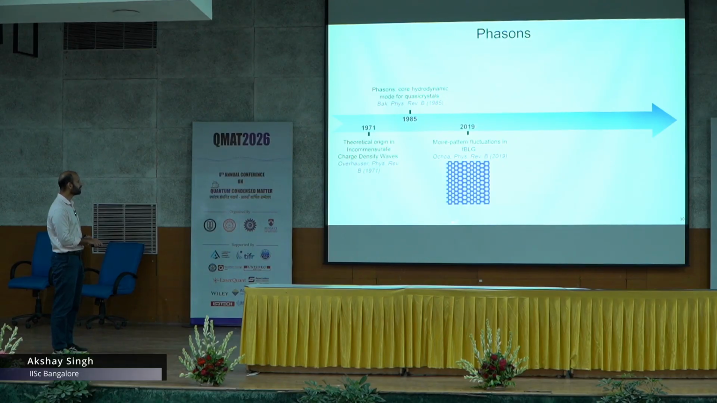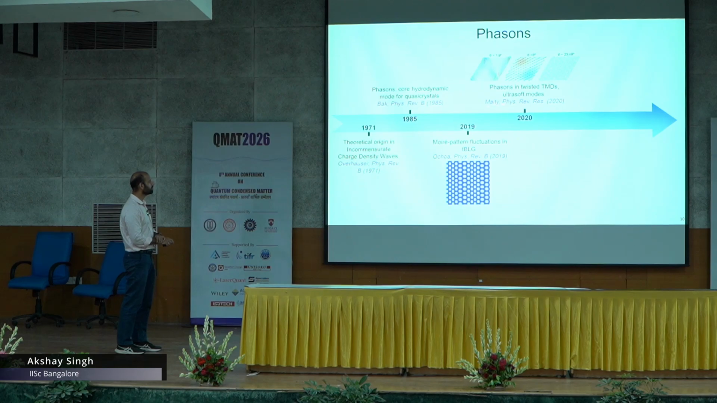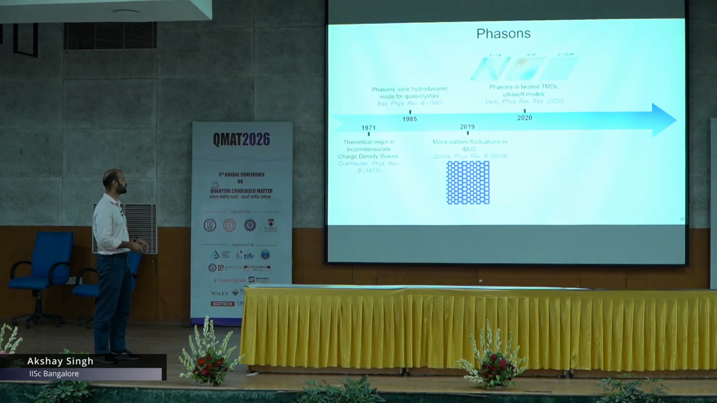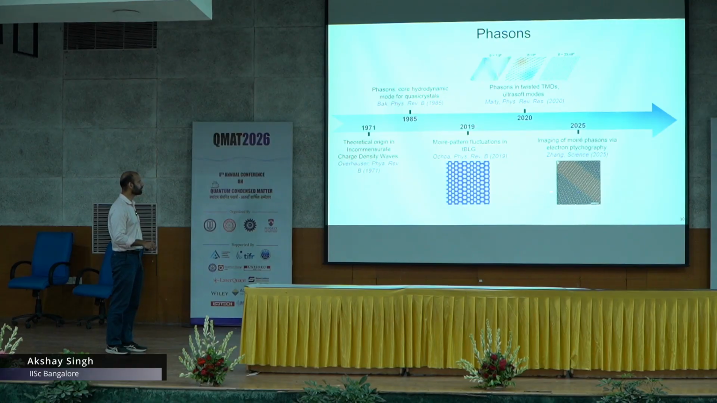In 2019, people started exploring them, I think this was a theory work in twisted bilayer graphene, and you can see this Moiré pattern fluctuation and this periodicity here. Then a theory collaborator, Manish's group, calculated these phasons, and they were ultra soft modes, very, very low energy. The energy is actually almost impossible to calculate.